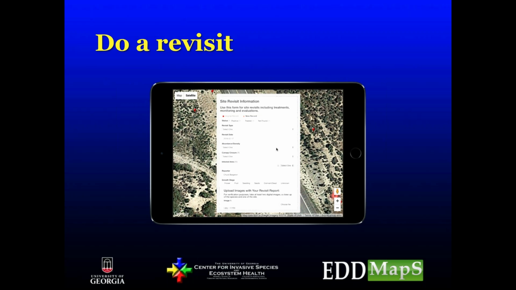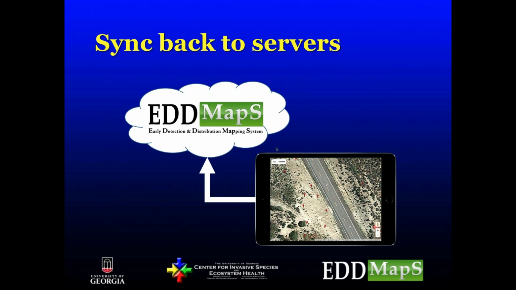And a revisit is a concept that's been in EDDMapS for a while, but has not been incorporated into the smartphone apps. So by having all the data for an area on your device, you're able to go in and say, hey, I saw this population, I treated it this day, I want to document this. Or I saw this population and it's actually grown in size, so I want to document that. And so that is really where the power of this EDDMapS Pro platform comes in.